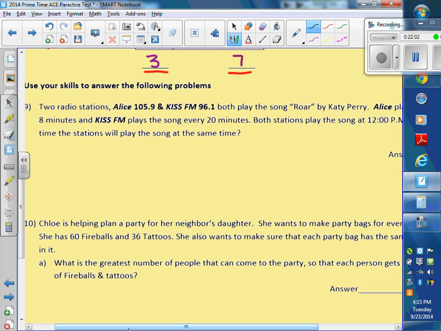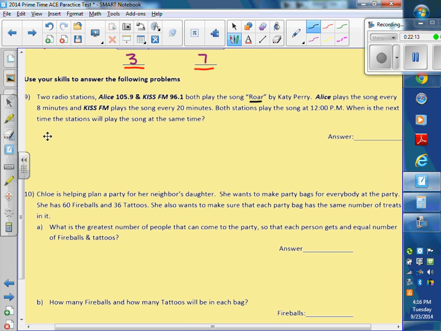Two radio stations, Alice 105 and Kiss FM, both play the song Roar. They did a lot last year by Katy Perry. I'm going to make this a little smaller. Alice plays this song every 8 minutes, so I'm going to write some work down to keep my thoughts organized. Alice plays the song every 8 minutes, and Kiss plays the song every 20 minutes. Both stations play the song at noon, so when is the next time the stations will play the song at the same time?